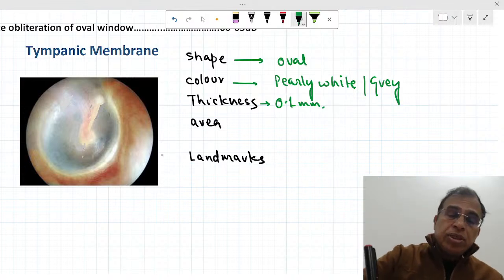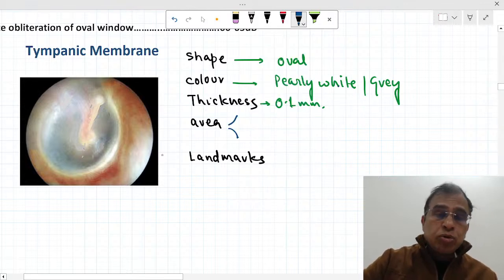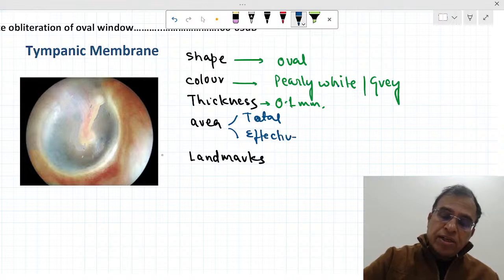Now when we come to the area, you have to be careful about the language of the question, because there are 2 things they can ask you. They can ask you the total area of the tympanic membrane and the effective area of the tympanic membrane.